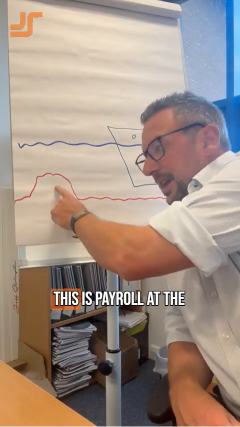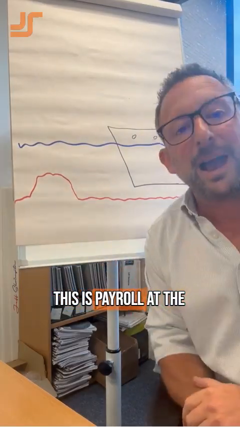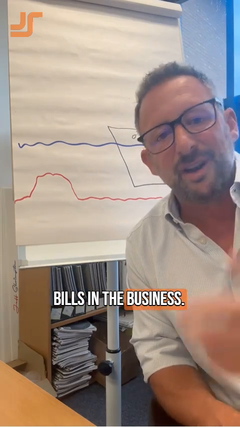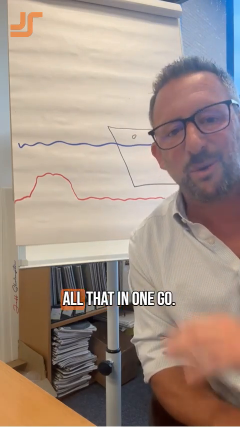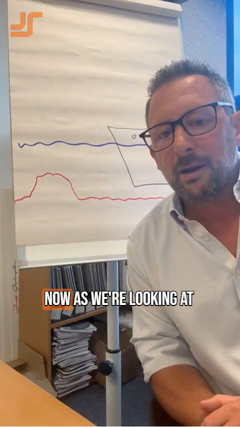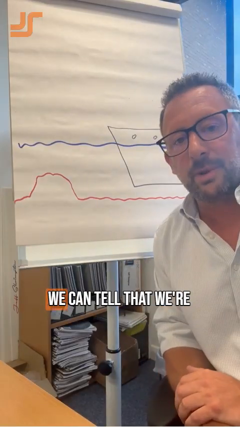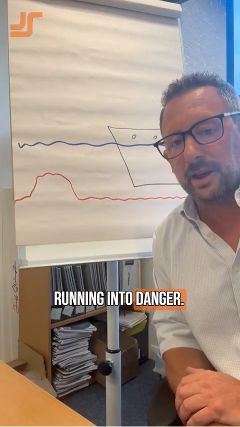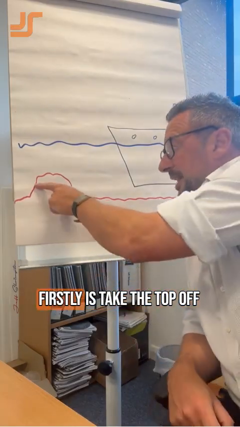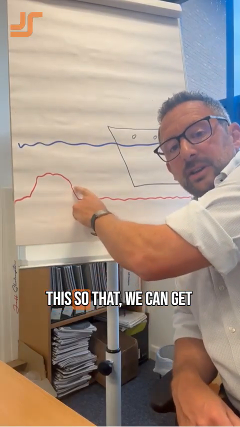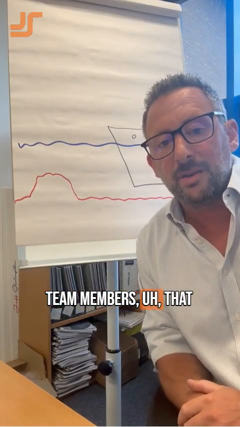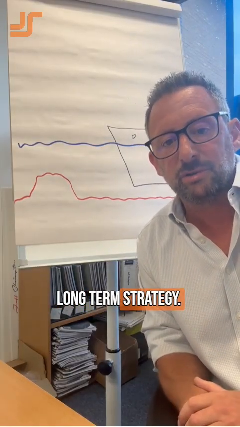Now, quite often this is payroll at the end of the month, because that's quite often one of the biggest bills in the business. £50,000, £100,000, all out in one go. It's where businesses tend to run aground. Now, as we're looking at this, we can tell that we're running into danger. There's a couple of things that people instinctively want to do. Firstly is take the top off this so that we can get past it, which is losing team members. That's not always a good long-term strategy.